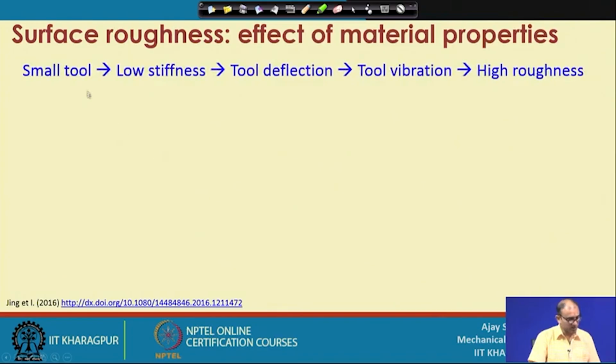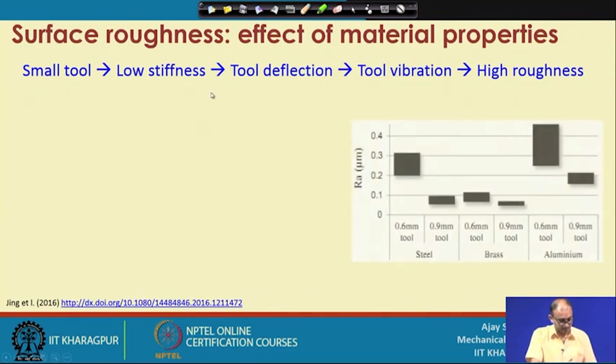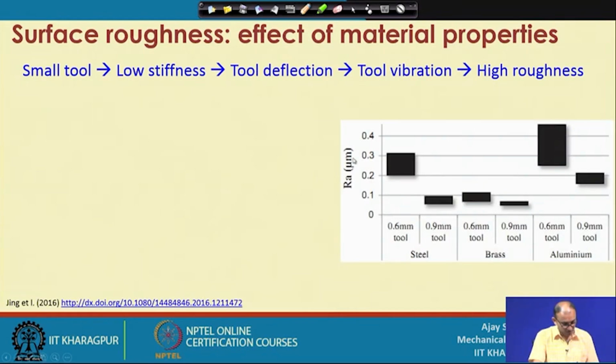Then what is the material property? For a small tool, what is the problem? Its stiffness is very small and the tool deflection is very high, because when you are cutting a material you end up with high vibration and finally high roughness. So, this is the problem with the small cutting tool. If you use a bigger cutting tool, which we use in macro machining, then stiffness is not a problem, because the tool has a very large volume of material. So, it will not deflect to a certain level and you are not getting vibration. And this is in terms of the surface roughness.